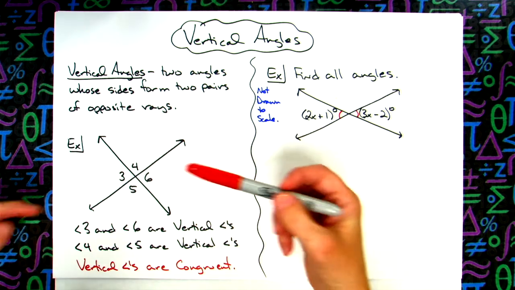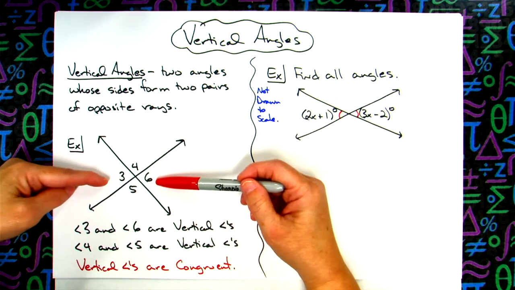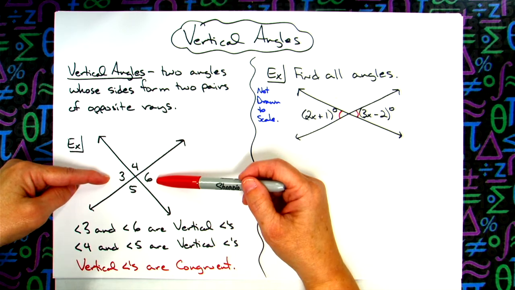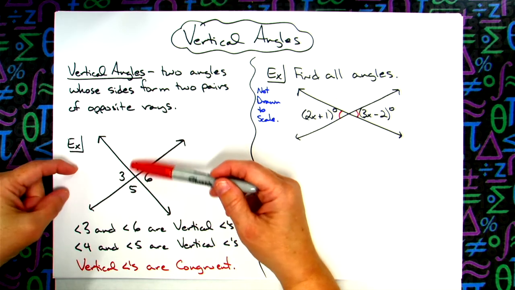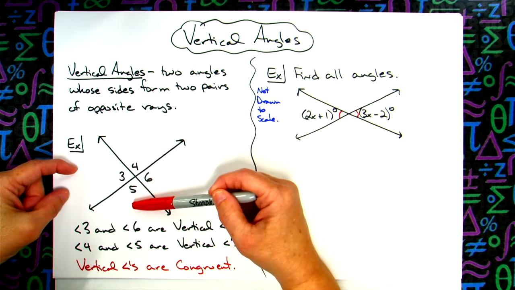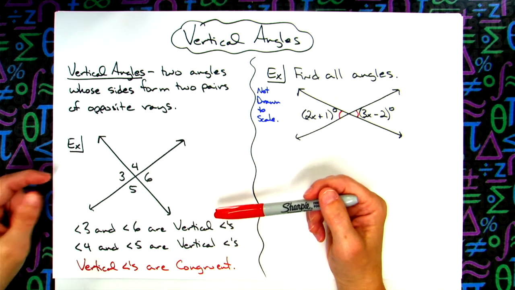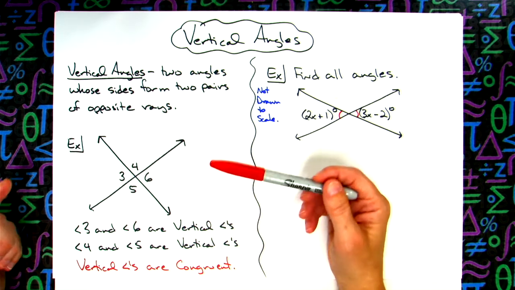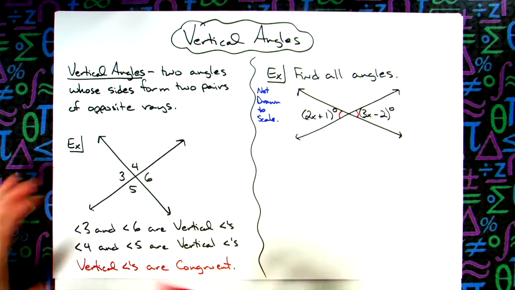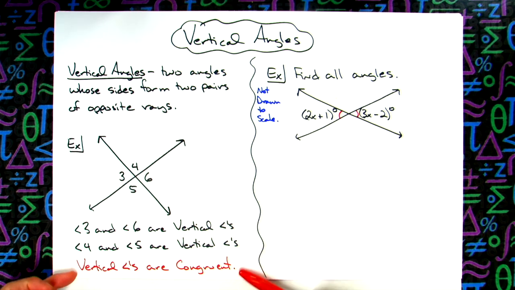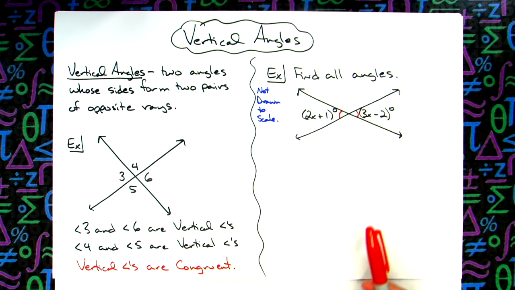In a picture such as this, angles 3 and 6 are going to be considered vertical angles. Also angles 4 and 5 are considered vertical angles. They are across from each other. Since they are formed with the same pairs of opposite rays, they are going to be congruent or equal to each other. That's the fact you're going to use to help you solve and find missing angles.